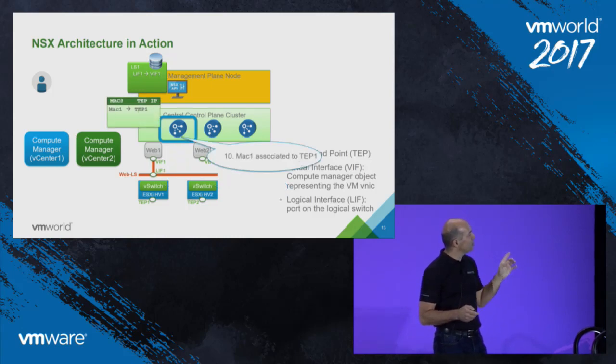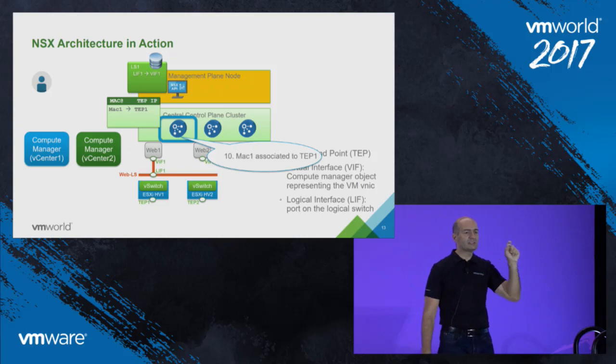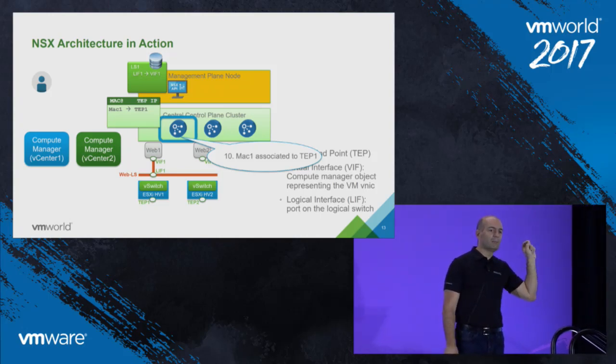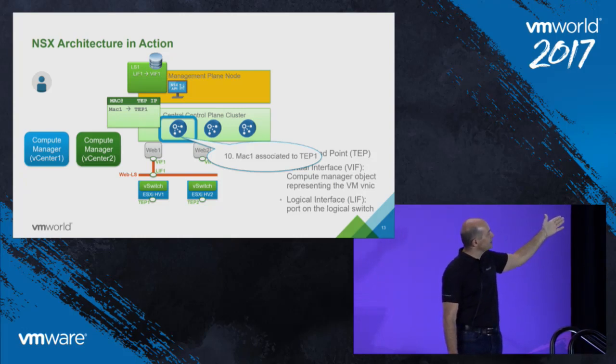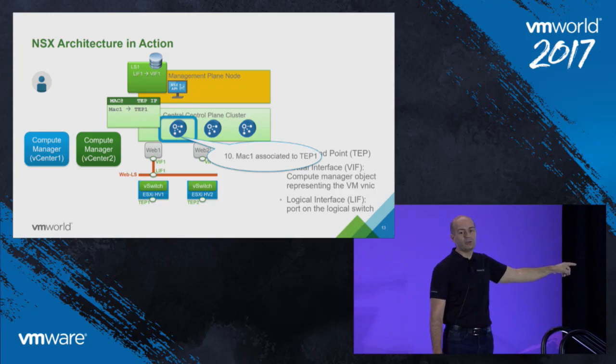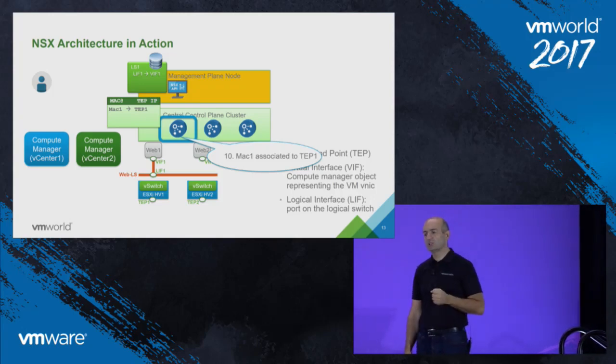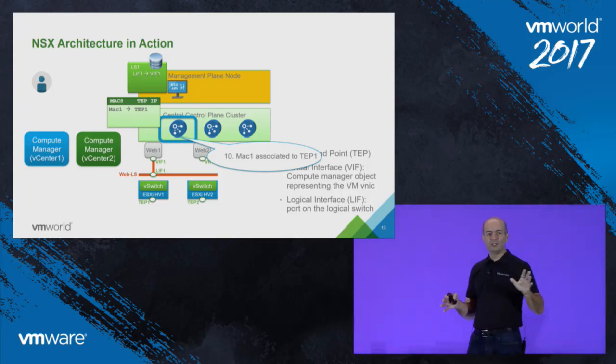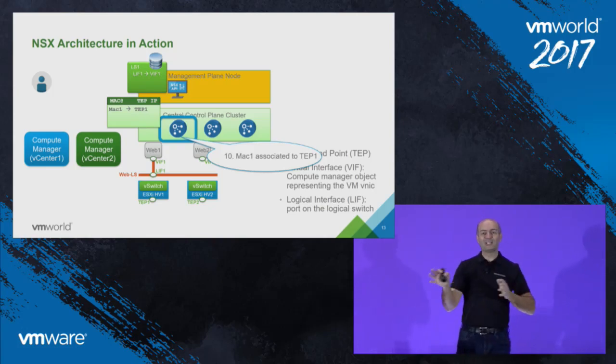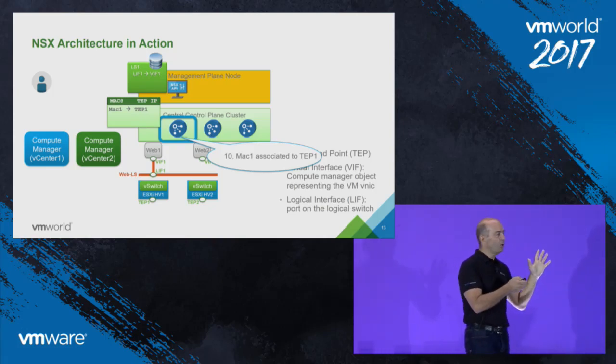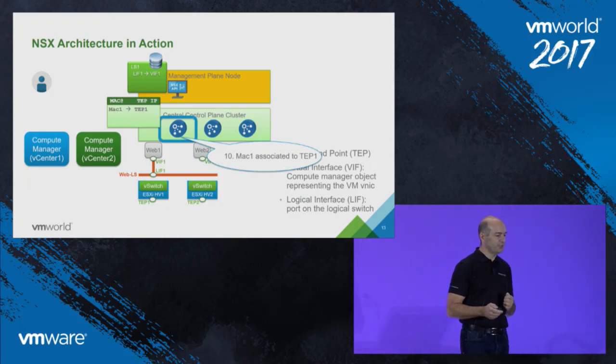In the meantime, also, the central control plane has learned about the association between the MAC address, actually also the LIF, but the MAC address of the virtual machine Web 1 and the tunnel endpoint. That will be important for switching decisions in the future. So again, you don't need to remember all the different arrows that went all over the place, but I hope it gives you an idea of what the different components are doing.